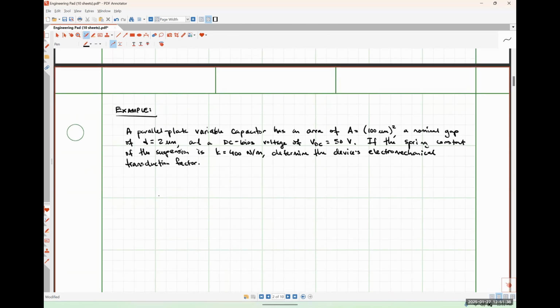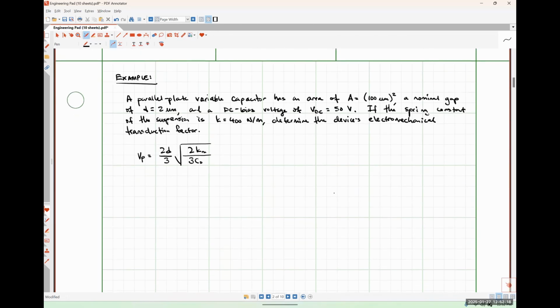So just as a reminder slash refresher, because we haven't used this in a couple of days, our pull-in voltage is given by the expression 2D over 3 times the square root of twice K sub M, where that's my mechanical spring constant, over 3 C naught, where C naught is the completely unbiased capacitance of our device. Now, we were given our gap distance D, we were given our mechanical spring constant K_M, we were not given C naught, so we'll need to take a moment to calculate that to begin with, okay?